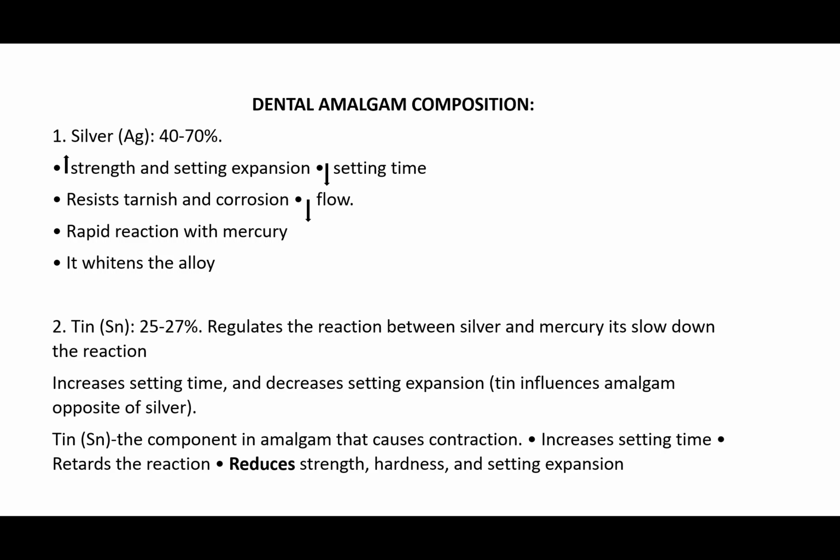As we said, silver reacts rapidly with the mercury, so tin regulates this reaction, and also it decreases setting expansion. Tin works as the opposite of silver. So tin reduces strength, reduces hardness, reduces setting expansion, and also can cause corrosion due to presence of gamma 2, especially in low copper alloy.